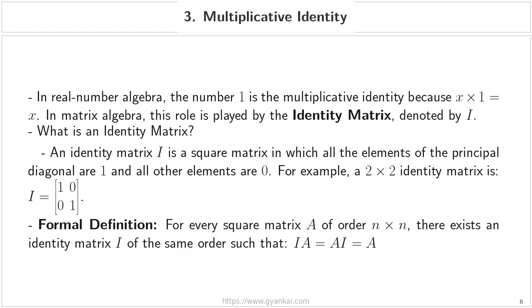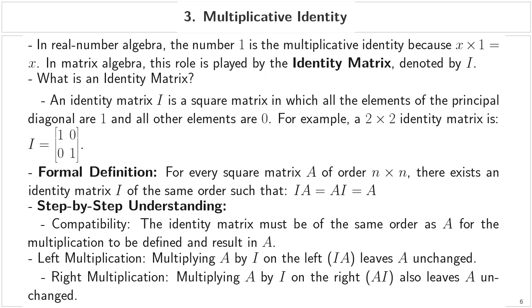To put this into a formal definition, for every square matrix A of order n by n, there exists an identity matrix I of the same order such that I times A equals A, and A times I also equals A. Let's break this down step by step to ensure a clear understanding. First, we must consider compatibility. The identity matrix must be of the same order as matrix A for the multiplication to be mathematically defined and for the result to be matrix A itself.